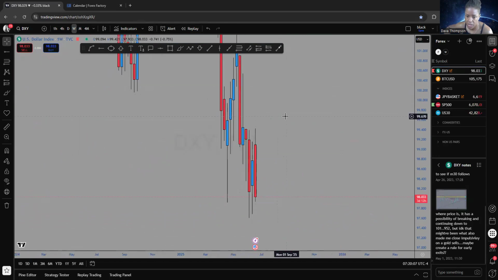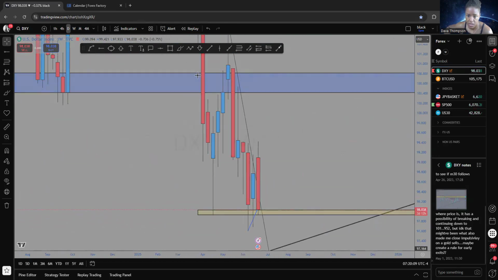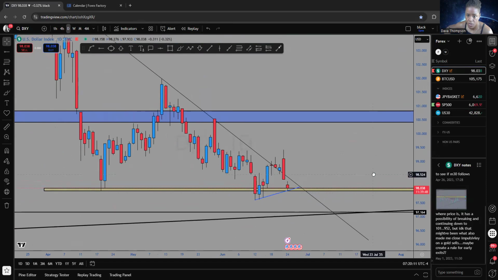So what I would like to see for me to confidently be selling the dollar pairs would be a bullish engulfing, a bullish candle close outside of this counter trend line and to maintain above this yellow line. But mainly, I want it to pop out of the counter trend line for me to feel secure in my buys.